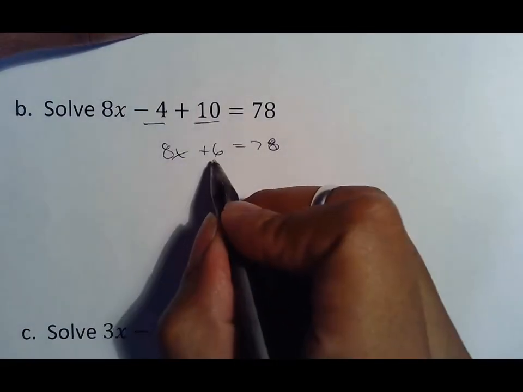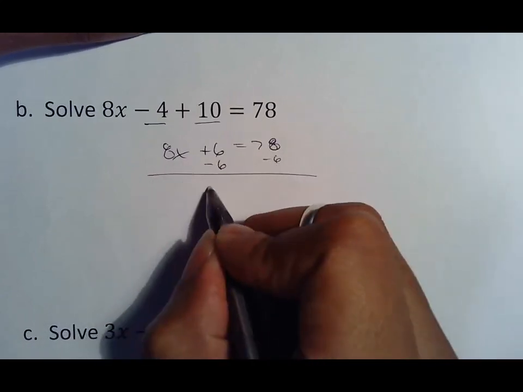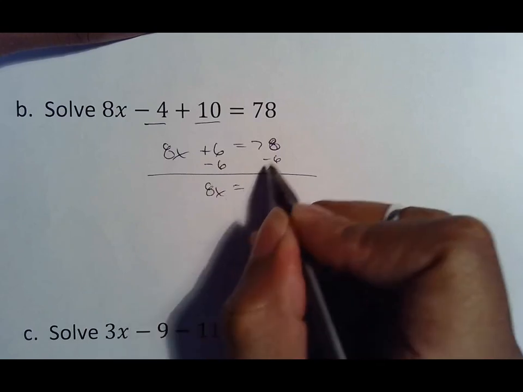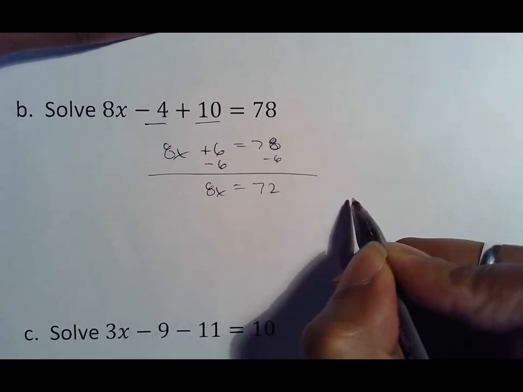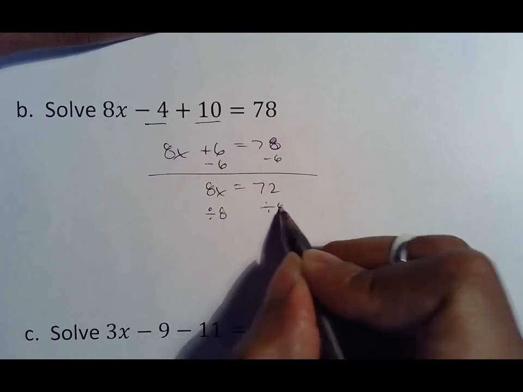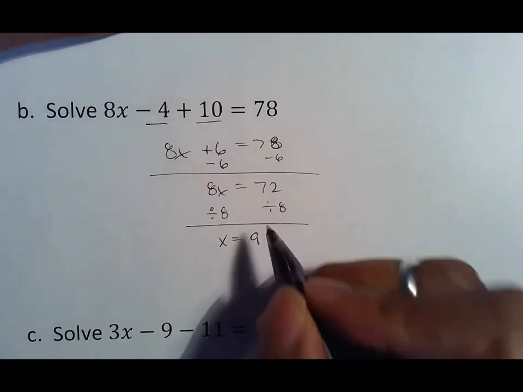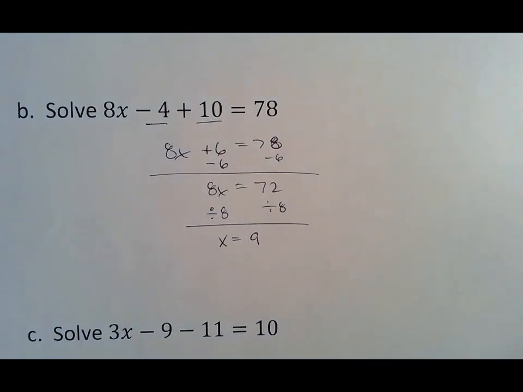From there, again, we move the added or subtracted number first. That's what we worked on last week. 8x comes down, that goes away, making 72. This is 8 times x, so we divide by 8. We divide by 8, bringing down x, and 72 divided by 8 is 9. And that's all you need.